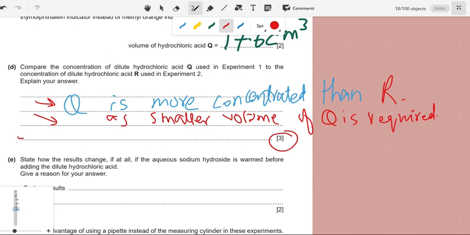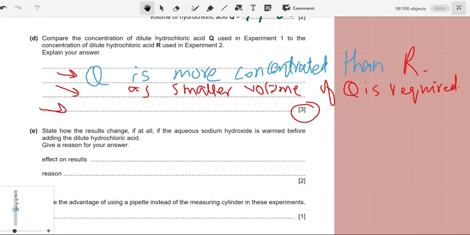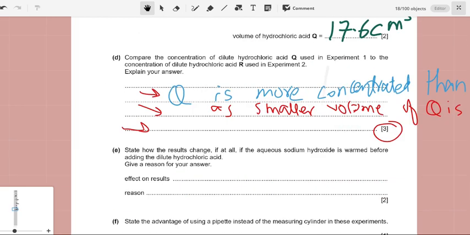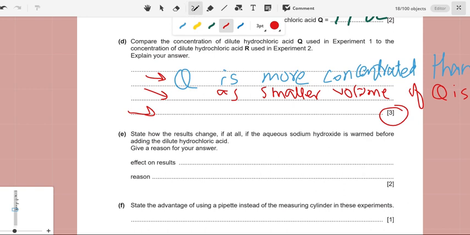Okay, and the third point you have to write here, like you can see as R is twice than Q, so it means that R is more diluted than Q, or you have to write that the volume of Q is half the volume of R. So volume of Q is half than R.